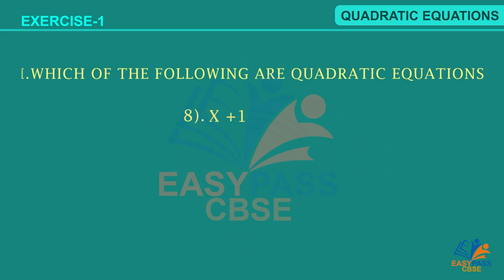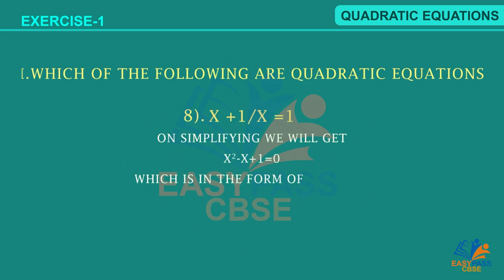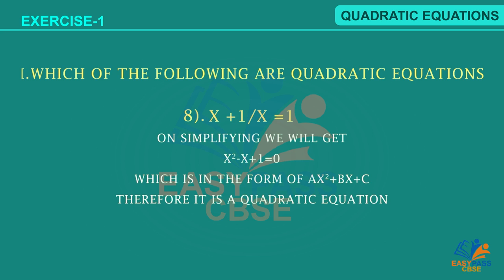Eighth one, x plus 1 over x is equal to 1. On simplifying, we get x square minus x plus 1 equal to 0, which is in the form of ax square plus bx plus c. Therefore, it is a quadratic equation and x is not equal to 0 here.